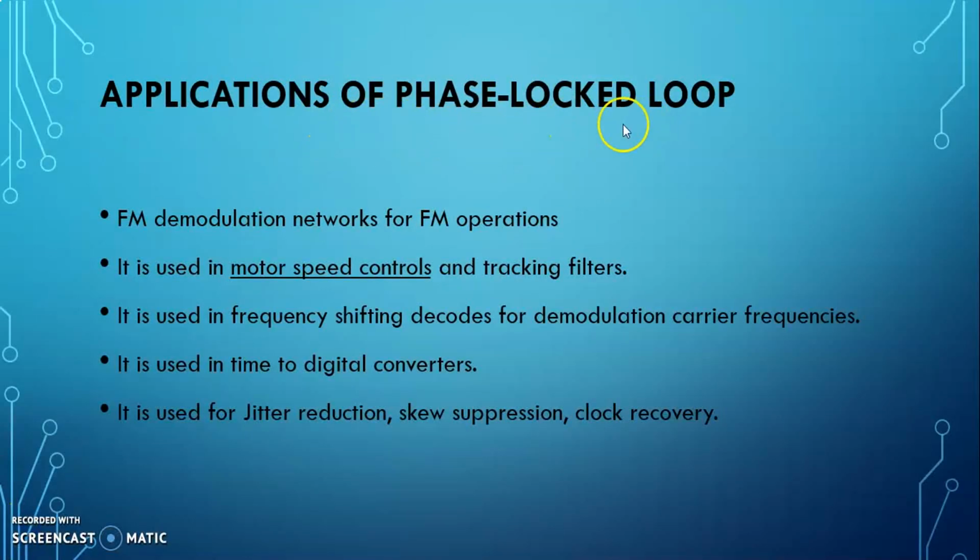Applications of phase lock loop. The phase lock loop is used in various applications. The important applications are: FM demodulation network for FM operations. It is used in motor speed control and tracking filters. It is used in frequency shift keying decoder for demodulation of carrier frequencies. It is used in time to digital converters. It is used for jitter reduction and clock recovery.